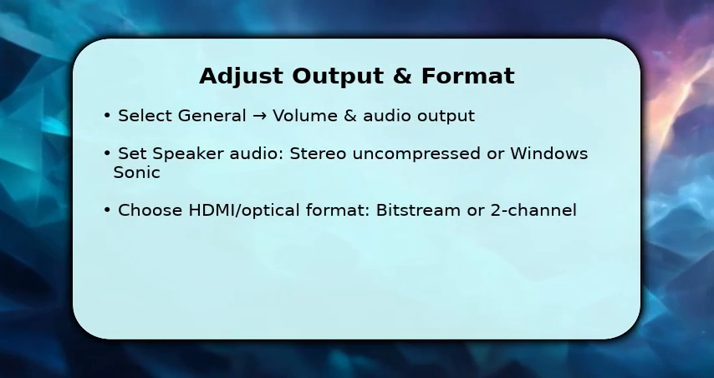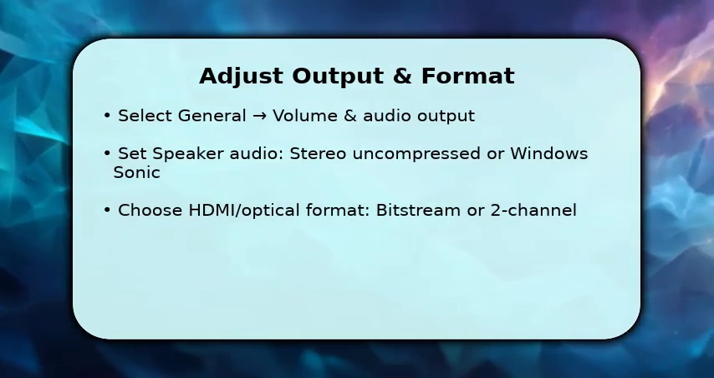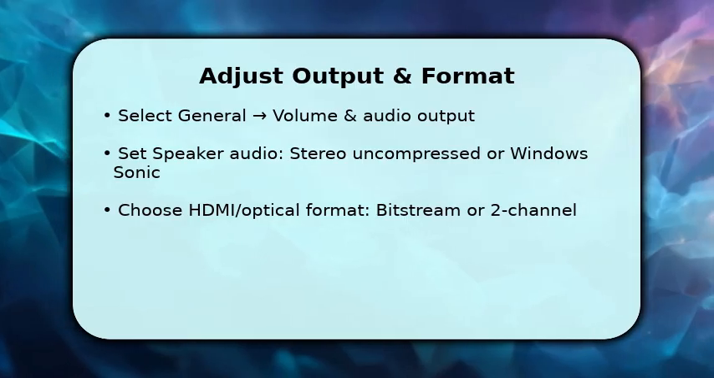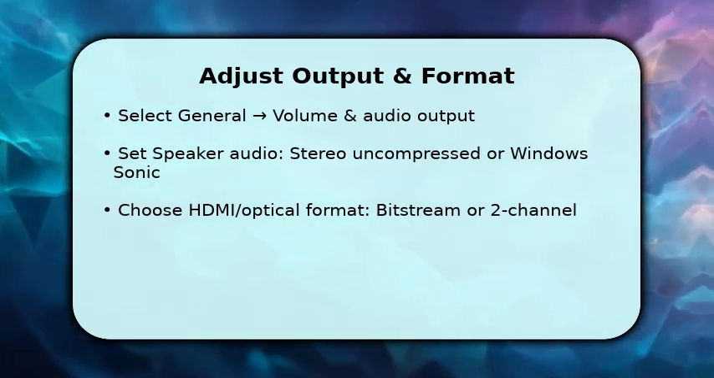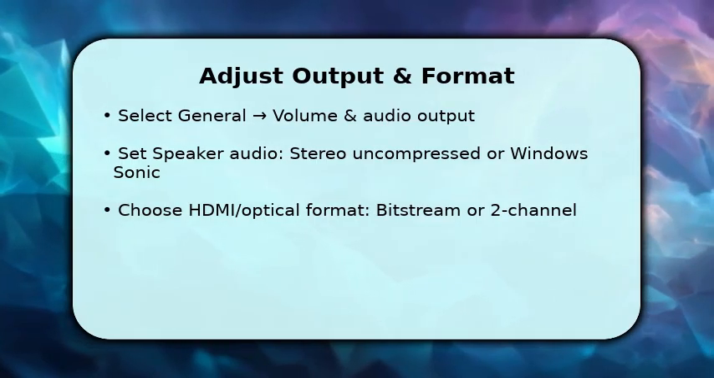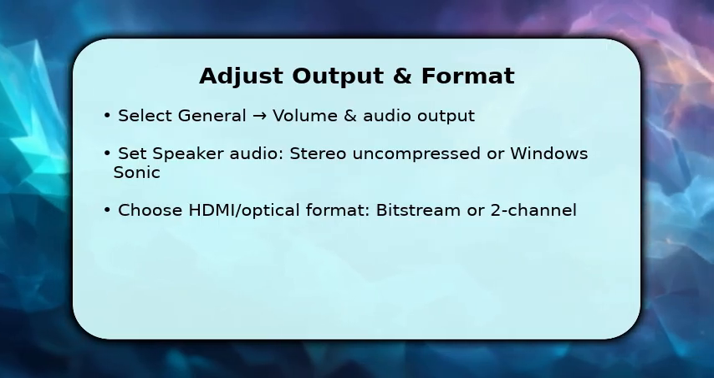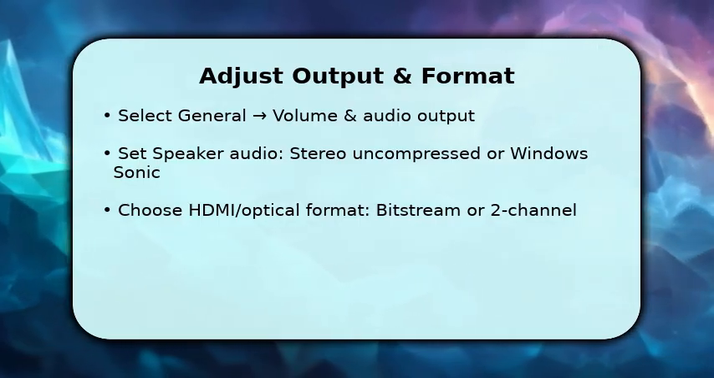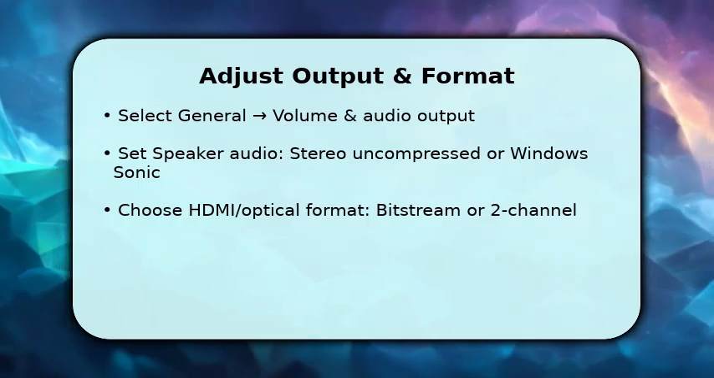Now, in Settings, choose General, then Volume and Audio Output to change the meat of sound behavior. You set speaker audio to stereo uncompressed for simple TV speakers or spatial audio like Windows Sonic if using compatible headphones. Once selected, pick HDMI or optical audio format.